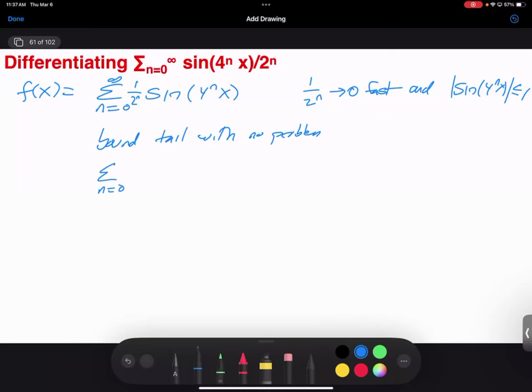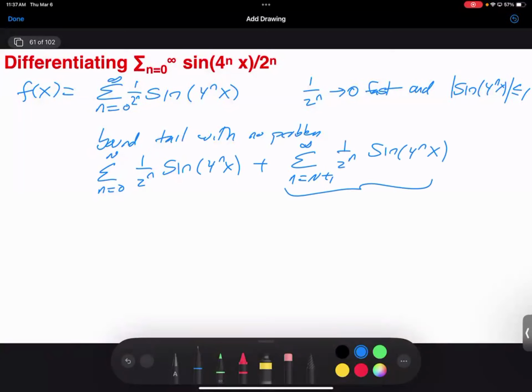The sum n goes from 0 to N of 1 over 2 to the n sine 4 to the nx, plus the sum n goes from N plus 1 to infinity, 1 over 2 to the n sine of 4 to the nx. How big is this? This is clearly going to be less than or equal to 1 over 2 to the N plus 1 times the sum, let's say m equals 0 to infinity, 1 over 2 to the m. How much is that sum? The sum I think should just be 2. It's 1 plus a half plus a fourth plus an eighth. So this sum over here is just 1 over 2 to the big N.